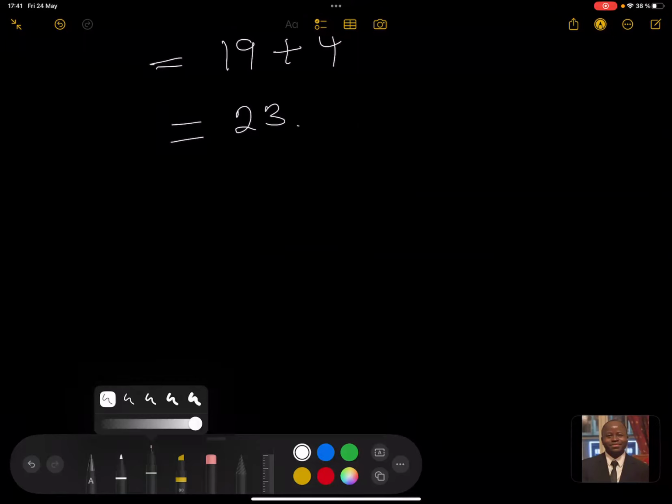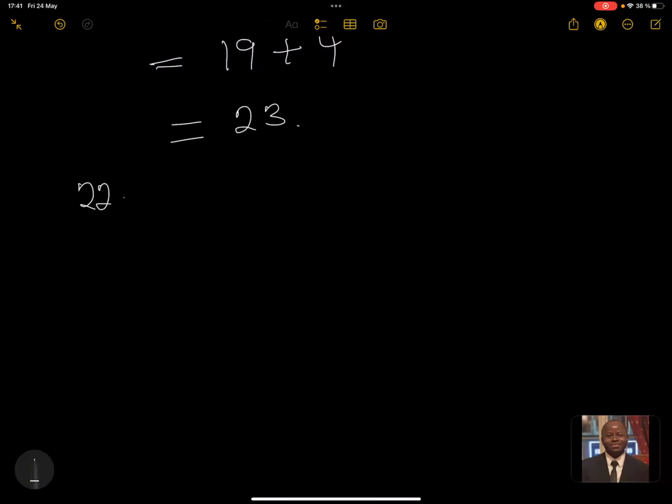So question 22 says: evaluate (4 + 5) multiplied by 2 to the power 2 minus 6 squared. Is it okay? Yes, sir.